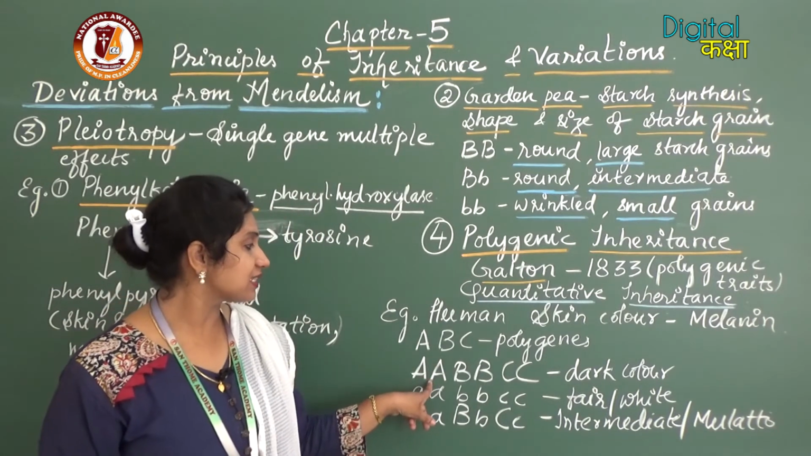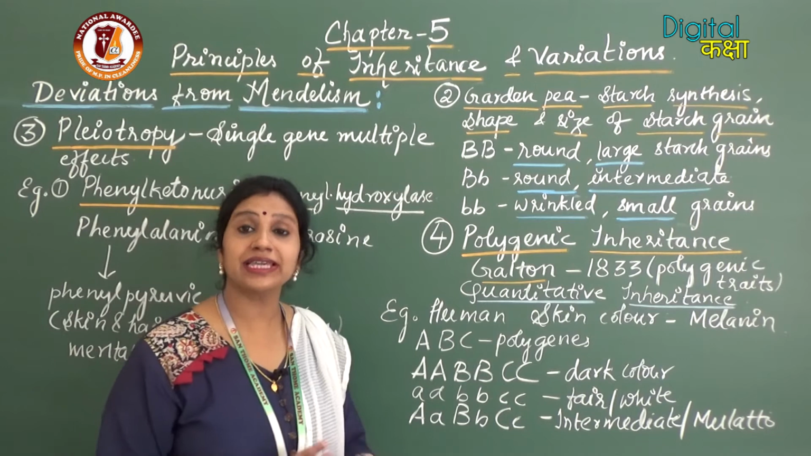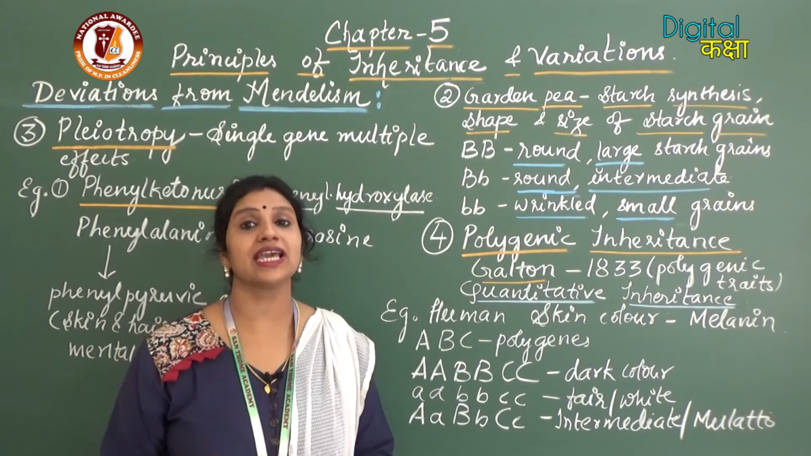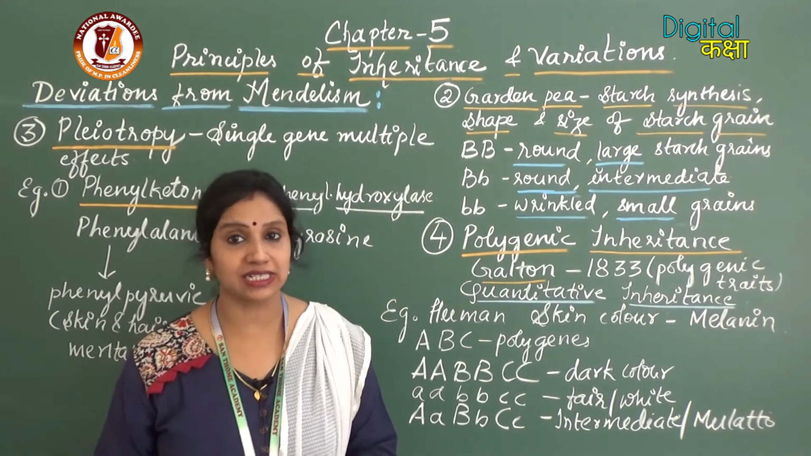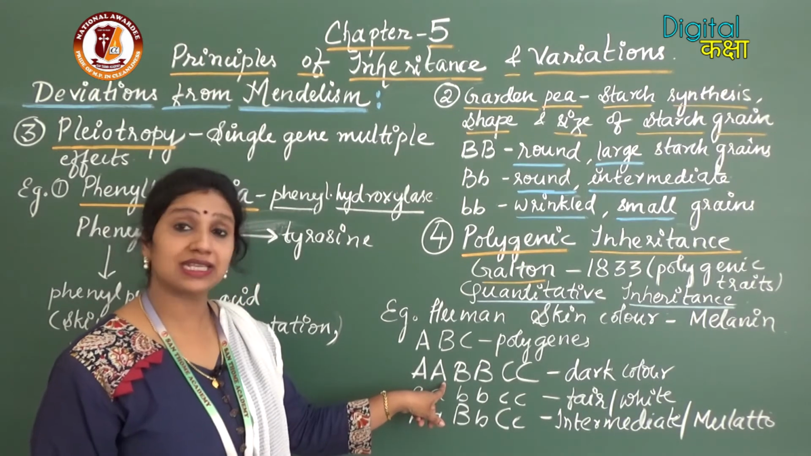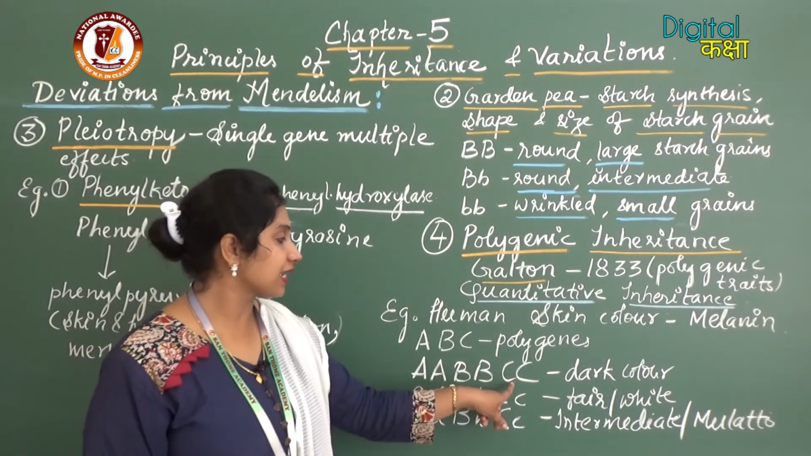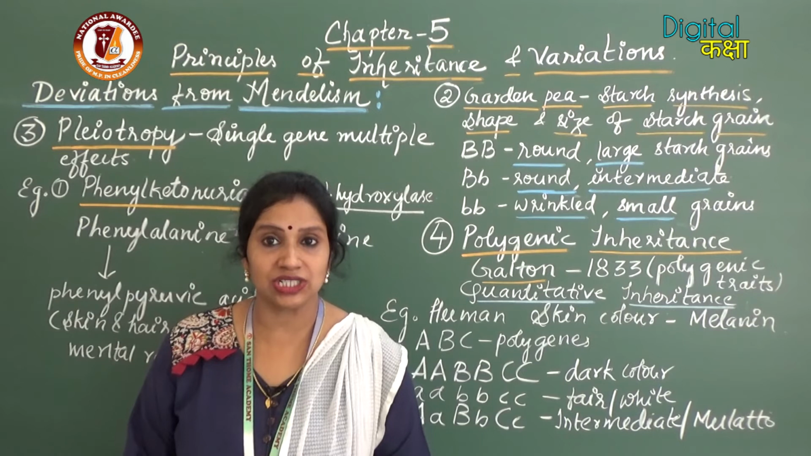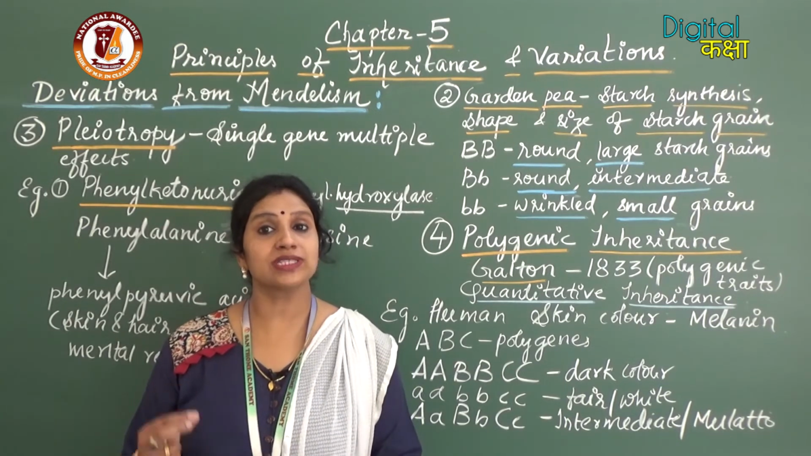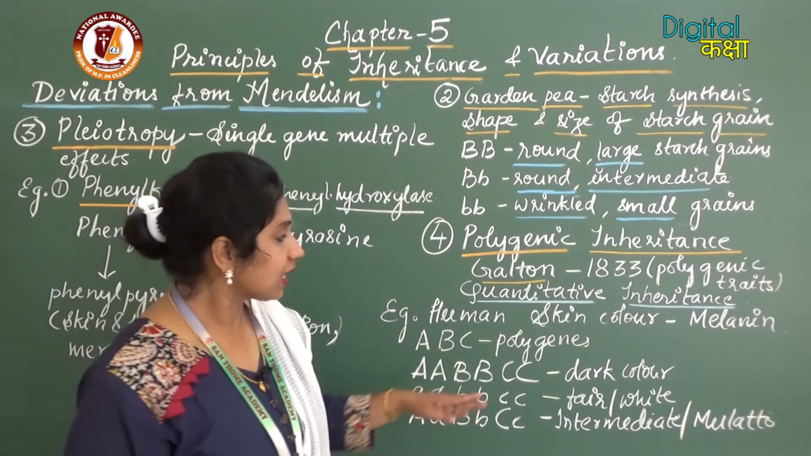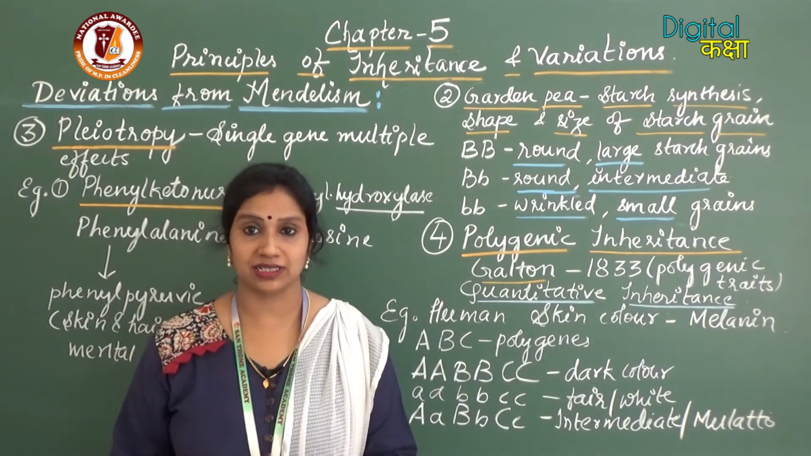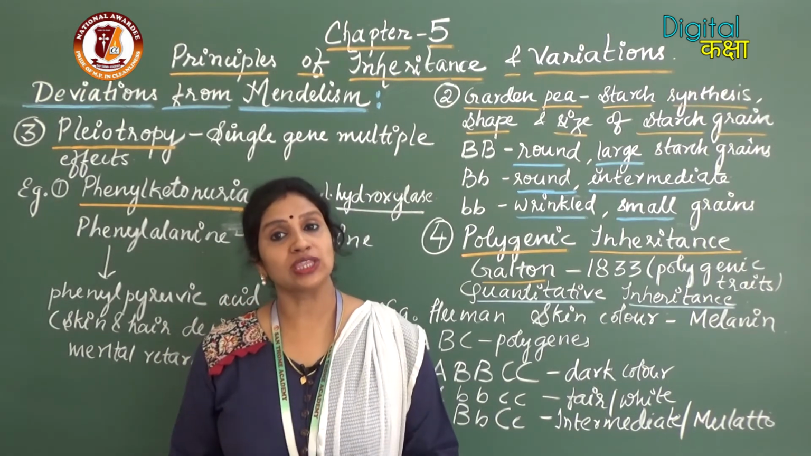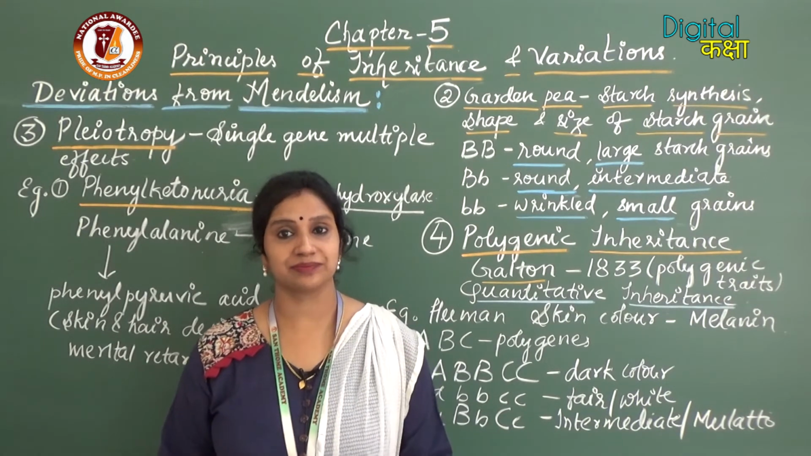In the first, you can see all three genes are in homozygous condition, meaning the two alleles of each gene are in homozygous dominant condition. That is capital A, capital B and capital C. As all the 6 alleles of the 3 genes are in homozygous dominant condition, the color of the person will be dark. That means the production of melanin will be more, so the color of the person will be dark.